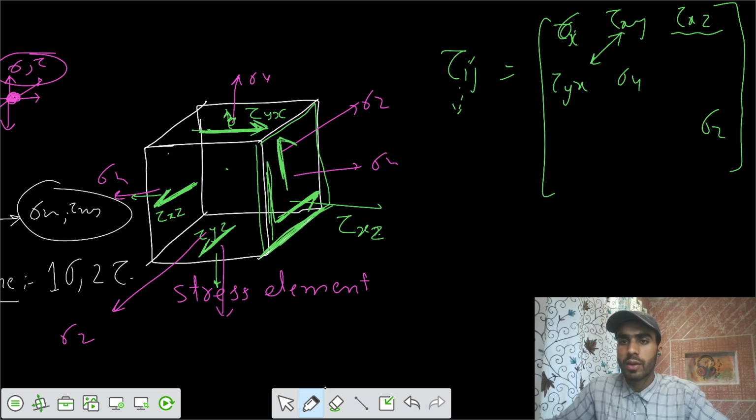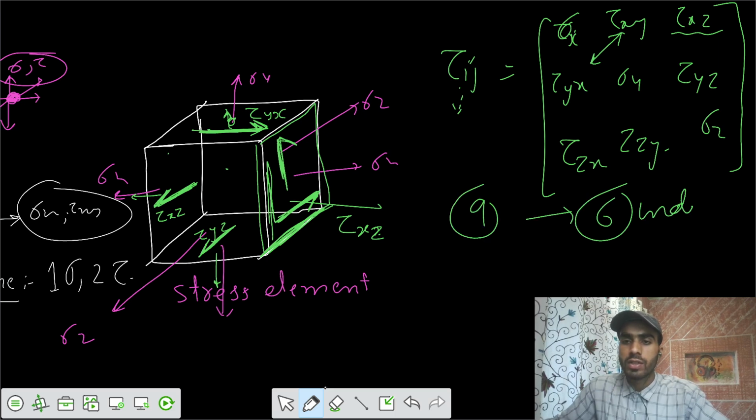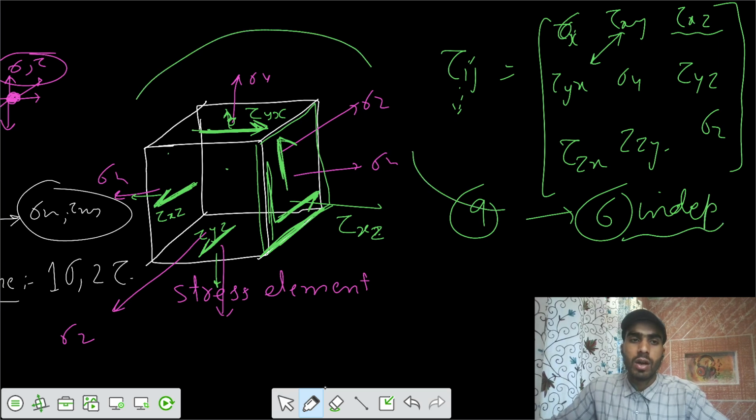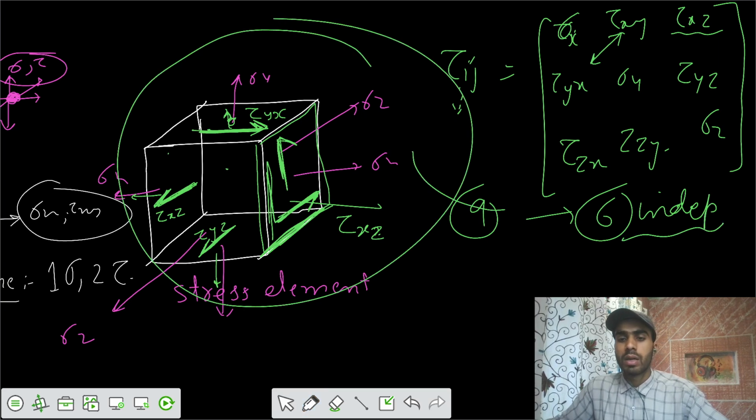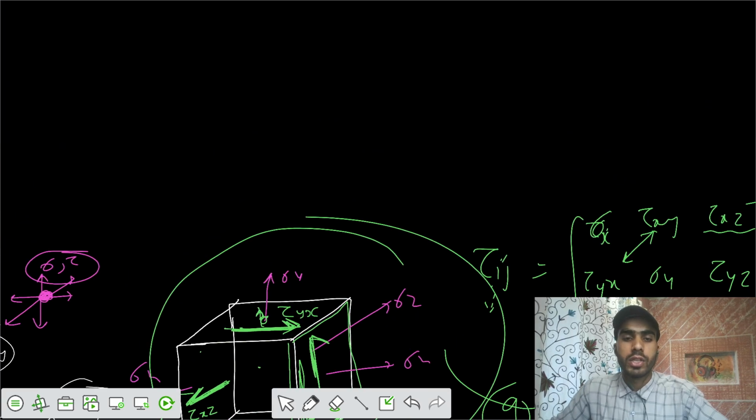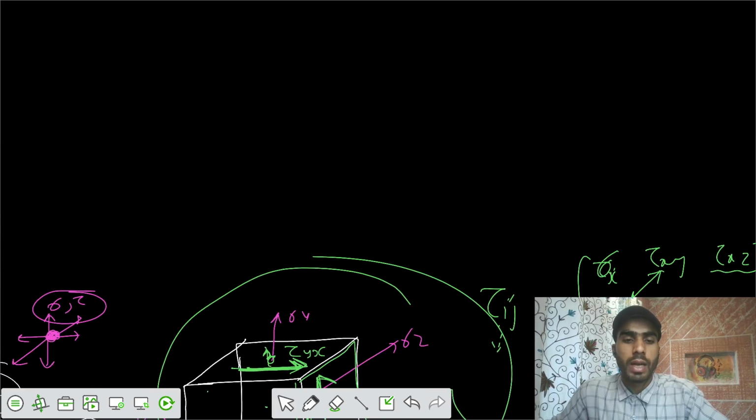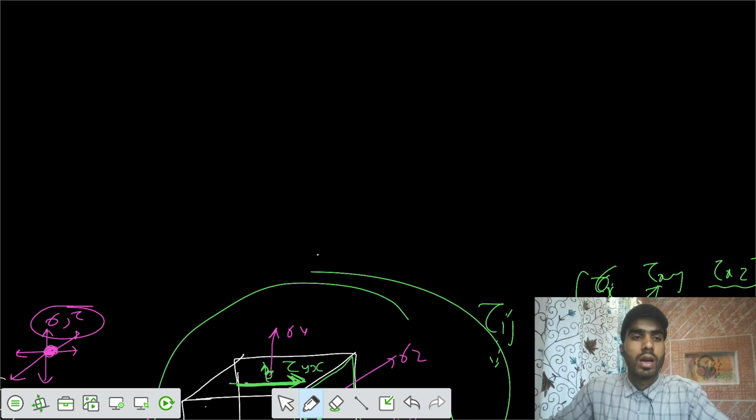Similarly, tau xz equals tau zx, and tau yz equals tau zy. So out of those 9, you have 6 independent stresses you need to get in order to define the state of stress of that particular element. But that would take a lot of calculations.